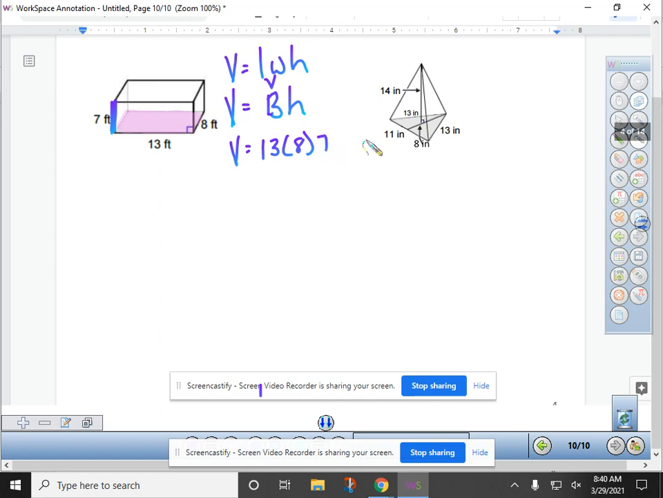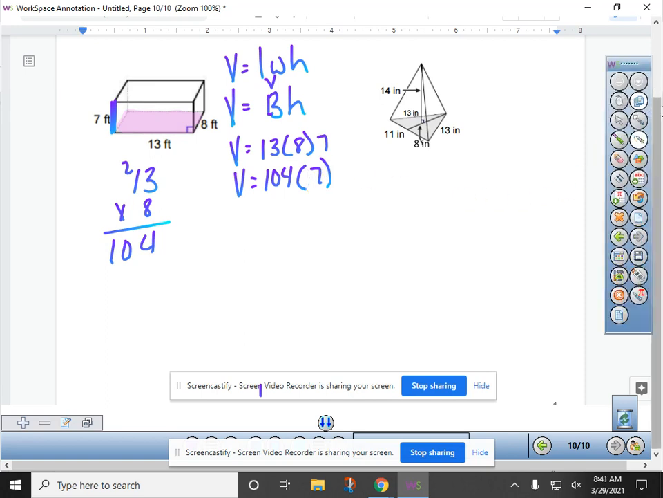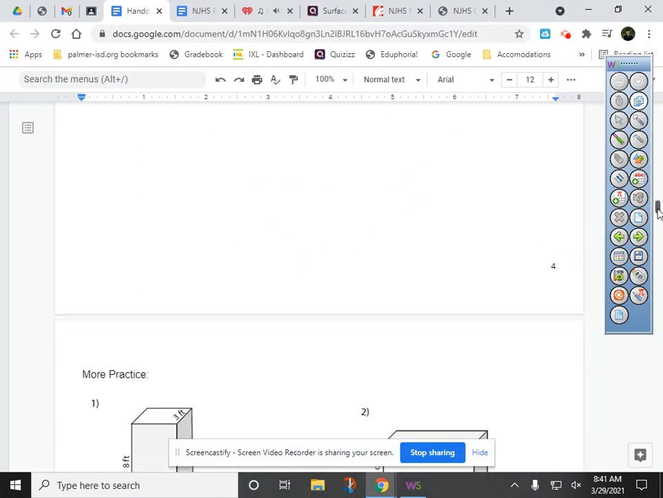Or you can come off to the side and write 13 times 8 and get 104 and write that in there. Does everybody understand what I'm doing there? Yeah. Does anybody not understand what I'm doing? Okay. Let's go ahead and turn the page.